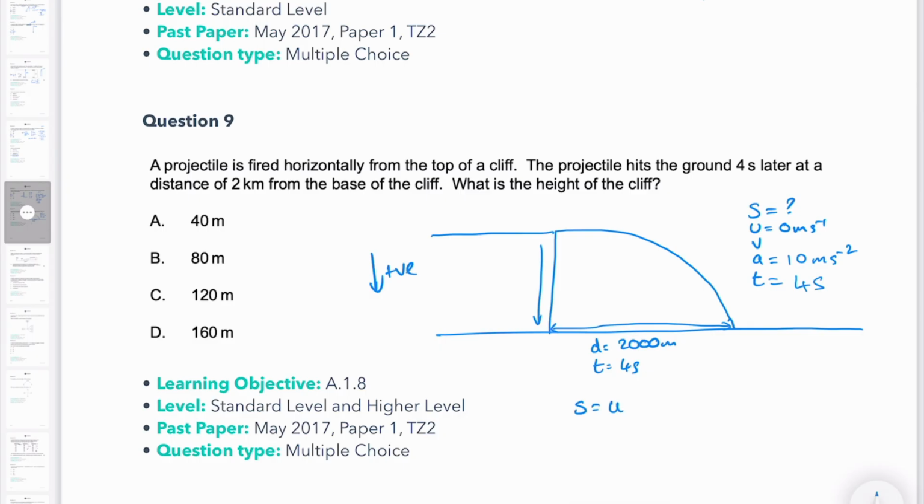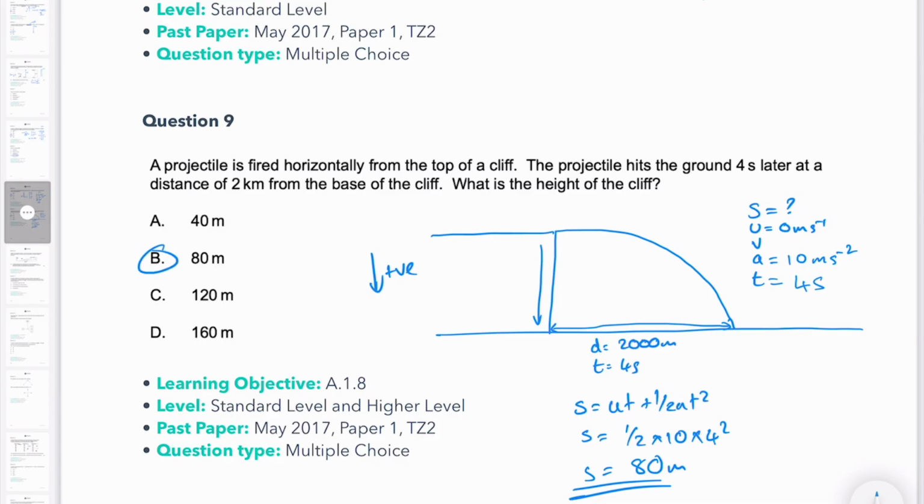S equals ut plus a half at squared. S equals a half times 10 times 4 squared, which is 5 times 16, which we did earlier, 80. So S, the height of the cliff, is 80 meters.